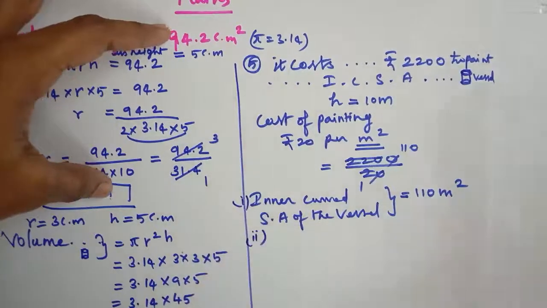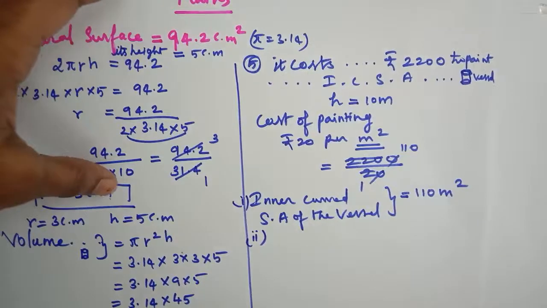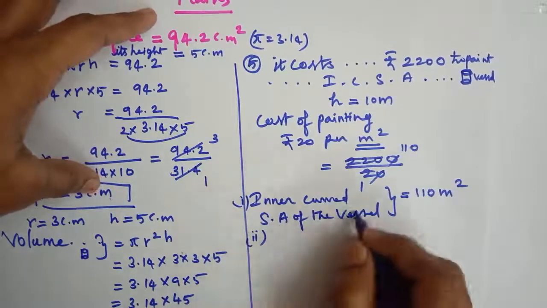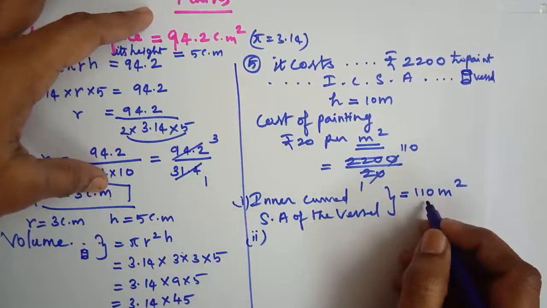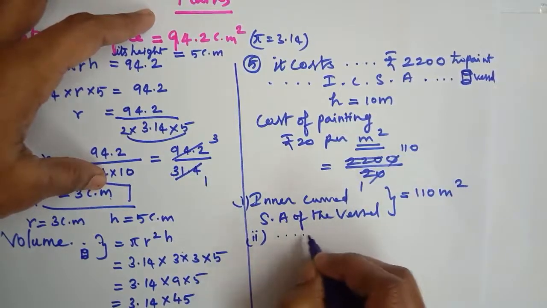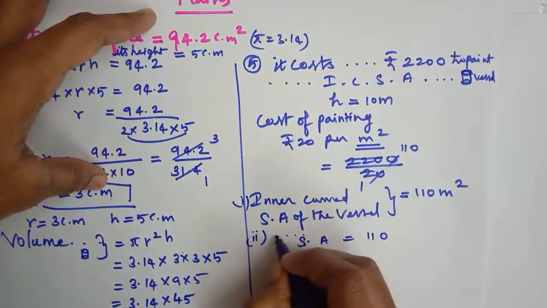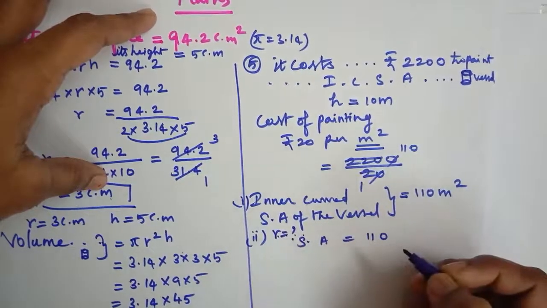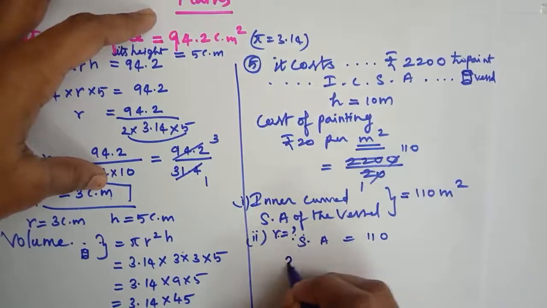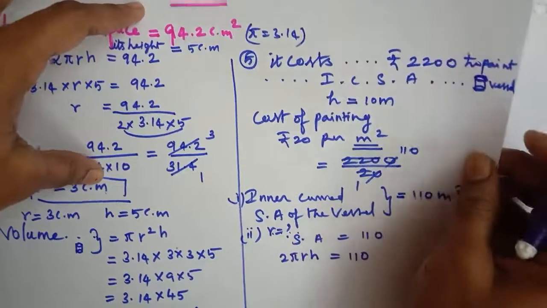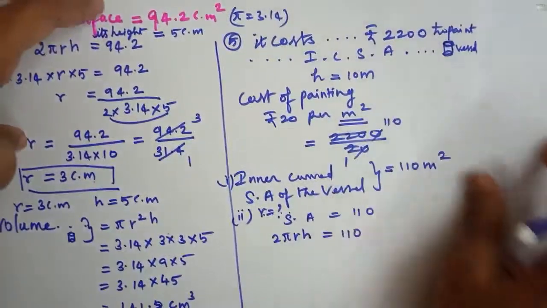Second subdivision, radius of the base. We have to find the radius of the base. How do you find the radius? Students listen. The inner curved surface area of the vessel is equal to 110. So what is the formula? We have to find the radius. So 2 pi r h is equal to 110.